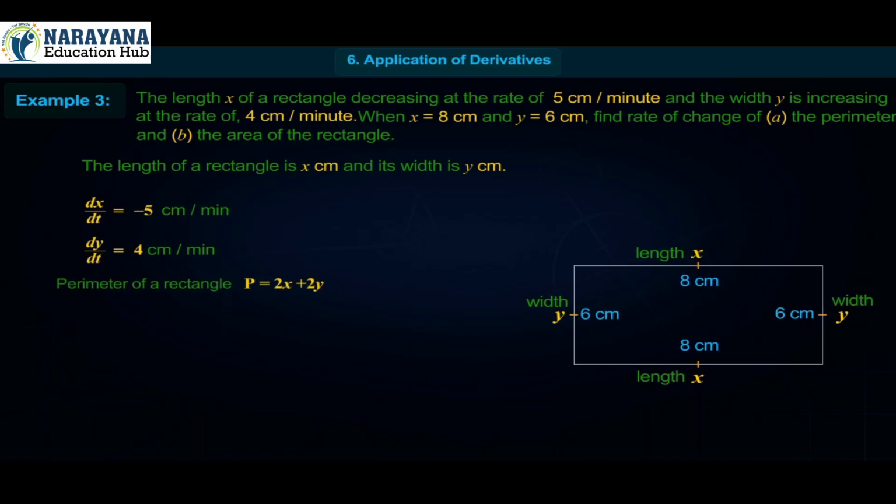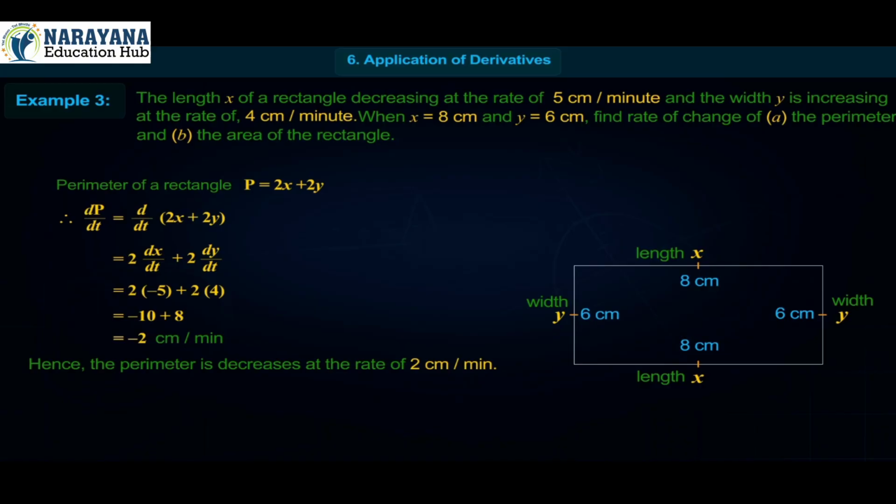dy by dt is equal to 4 centimeter per minute. Perimeter of a rectangle P is equal to 2x plus 2y. Therefore, dP by dt is equal to d by dt 2x plus 2y is equal to 2 dx by dt plus 2 dy by dt is equal to 2 into minus 5 plus 2 into 4 is equal to minus 10 plus 8 is equal to minus 2 centimeter per minute. Hence, the perimeter is decreasing at the rate of 2 centimeter per minute.